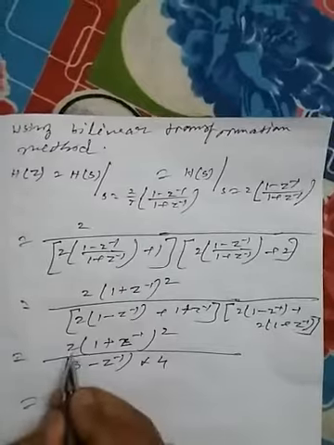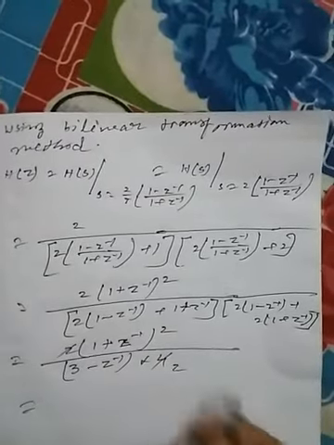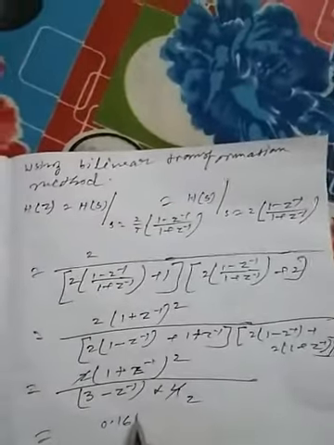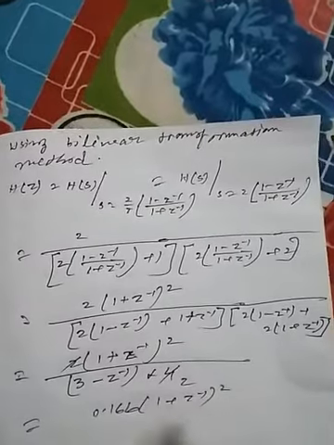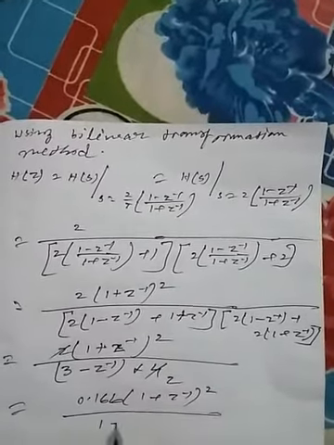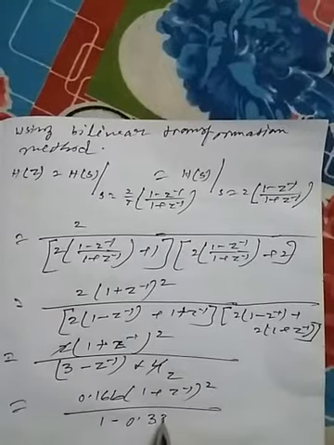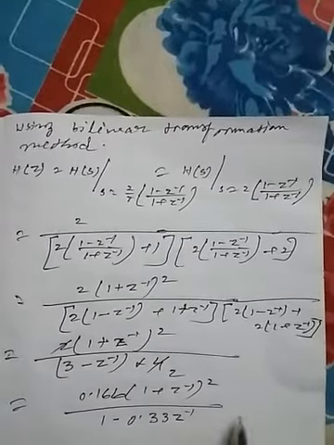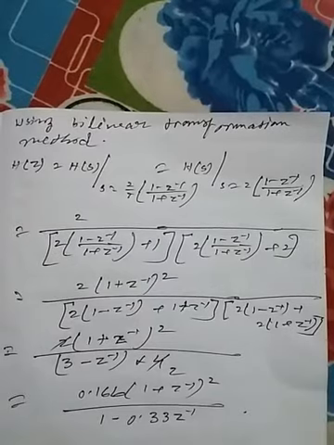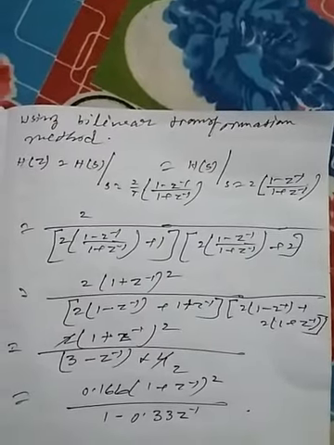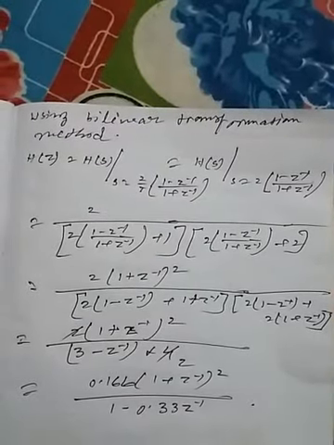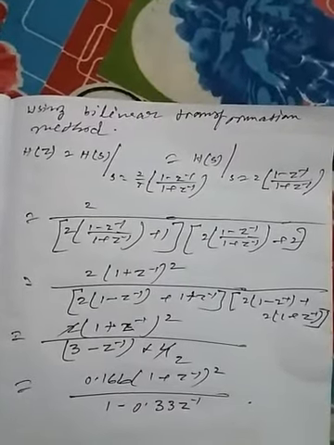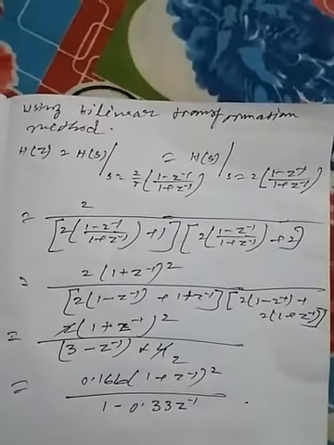So after cancelling out, we get 0.166 into 1 plus z inverse whole square by 1 minus 0.33 z inverse. So this is the final result. This is the transfer function of the newly designed digital IIR filter.